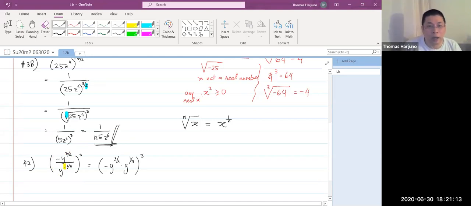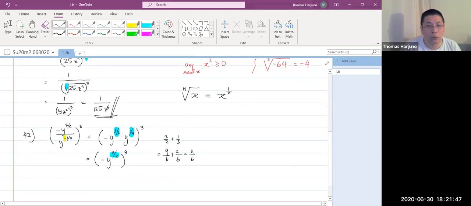And let's add the guy inside the house. So this will be negative y to some power, to the power of 3, right? Now this some power here will be the sum of these two numbers. Okay, let me do it aside. 3/2 plus 1/3, LCD 6, that's 11 over 6. And then I use the power rule. I'm sorry, I should say 11 over 6.